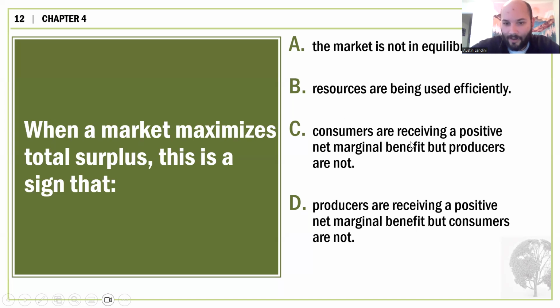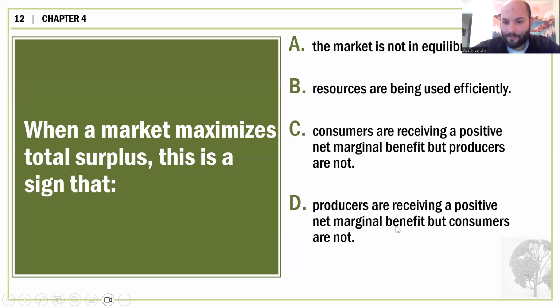Consumers are receiving a positive net marginal benefit, but producers are not. We haven't really started talking about marginal benefits here. Marginal benefit would be the benefit of consuming one more product, or in the producer's case, selling one more product. Well, remember, if producers and consumers are trading in a market, the consumers must be getting some positive surplus, or they wouldn't be buying. Likewise for the producers. So both parties should benefit from trade here.